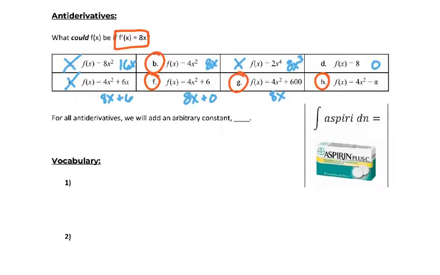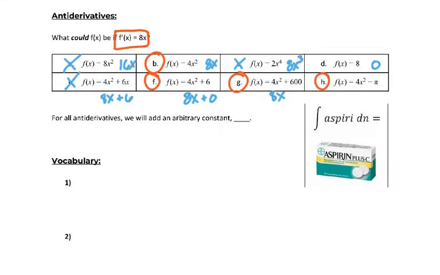So this is kind of what makes integration a little more challenging than finding derivatives. When we find derivatives, there's a single answer. It's not ambiguous in any way. But when we take the antiderivative, there's kind of a problem, right? We could have had any of these functions.